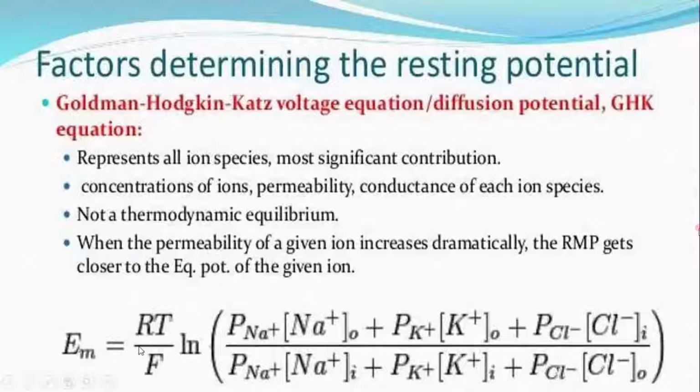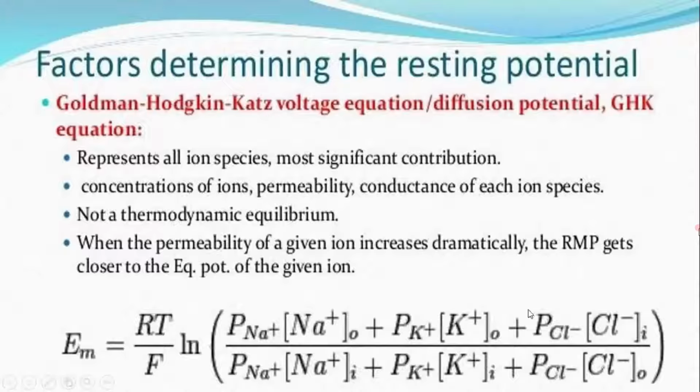So you see the formula: RT by F. Only the Z valency we have excluded here, because we are considering multiple ions. Again, the natural logarithm of permeability of sodium into concentration of sodium outside, by permeability of sodium into concentration of sodium inside. Similarly, adding it with the potassium permeability into potassium concentration outside, over potassium permeability into potassium concentration inside.